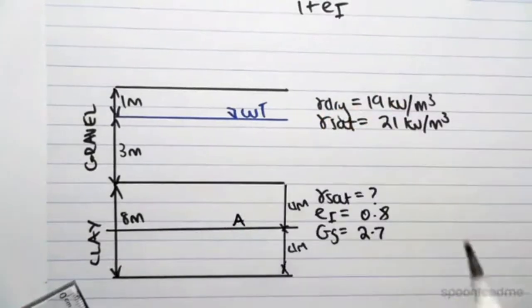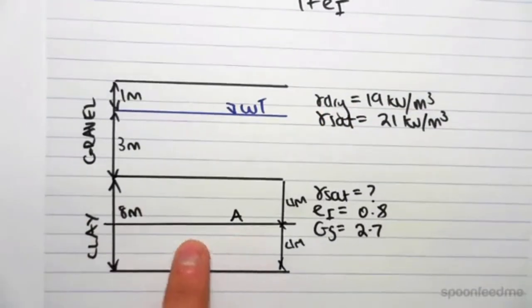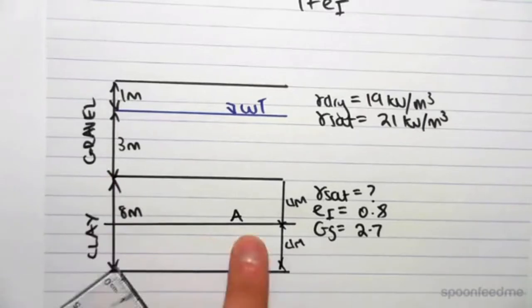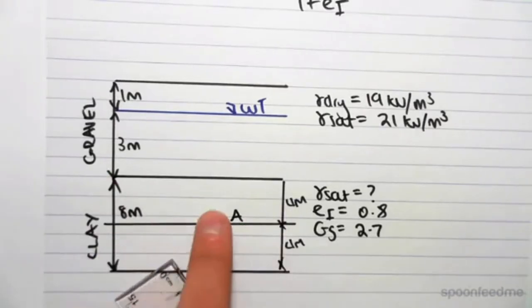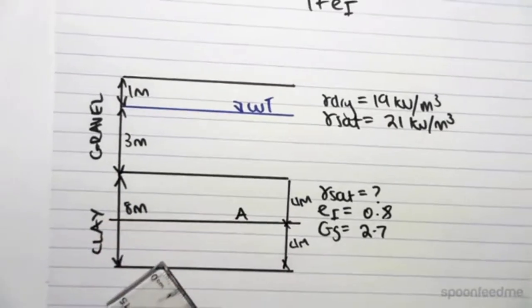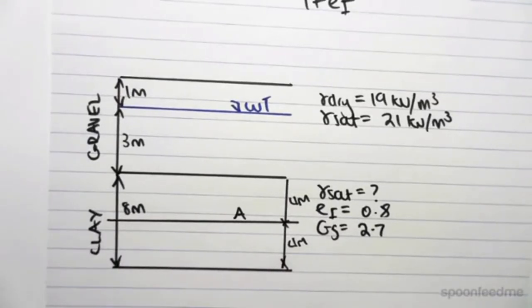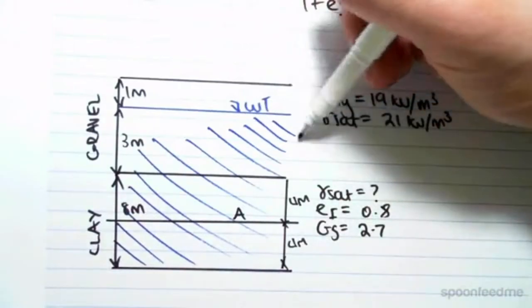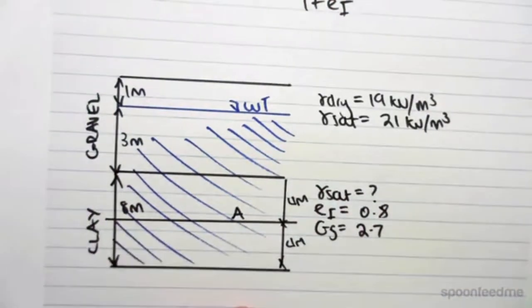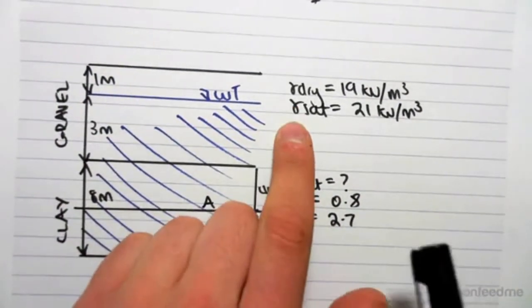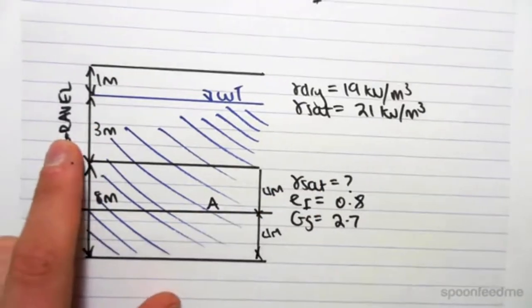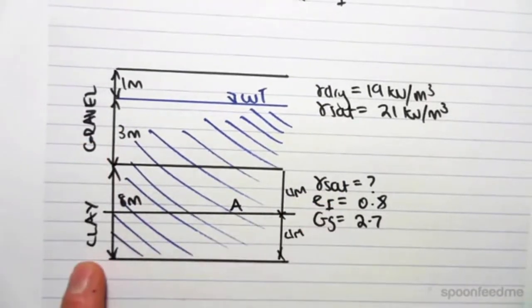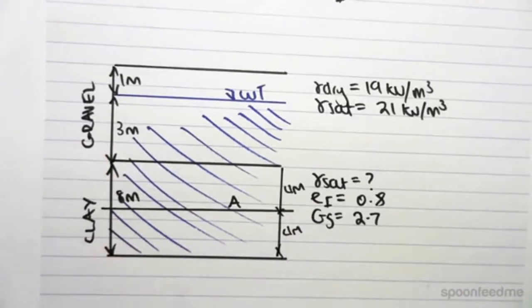So let's call that A. Everything we do is based on the center of this layer, which is 4 meters. 4 meters is half of 8 meters. So let's draw what's happening. Because the water table is up here, it's going to cause everything below it to become saturated. And you can see in the question we're given gamma dry, gamma sat. This is of the gravel, and we are not given gamma sat of the clay. So the first thing we're going to have to do is work that out.